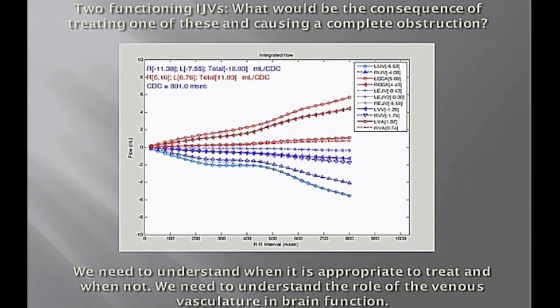The circles are the left internal jugular vein, and the triangles at the bottom here, the negative, the blue, are the right internal jugular vein. They peak up to between 4 and 6 milliliters per second, giving 10 milliliters per second total, not counting the other veins. They're in good shape. This person was treated. This person now has an occluded jugular vein. Why did you treat this person?